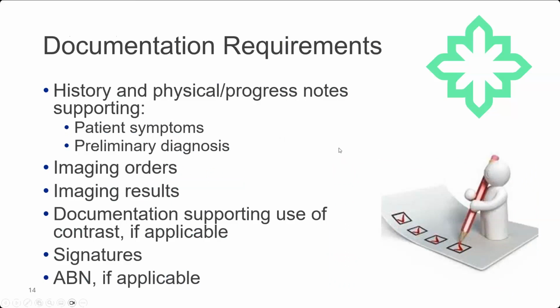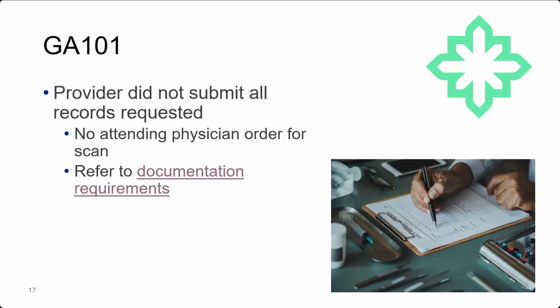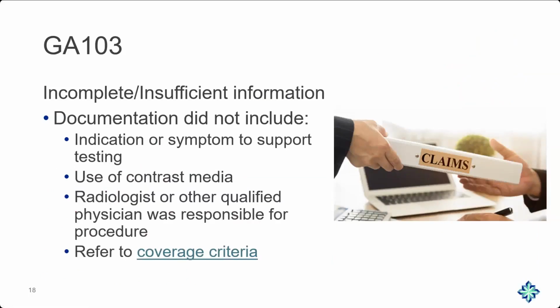So I just went back, and now I'm just going to catch us back up to where we were. All right. The next denial is the GA103. Similar to missing documentation is incomplete or insufficient documentation. And this is generally when a component of something is missing. Like, we got the order, but it wasn't signed. Or you submitted the progress note, but it didn't demonstrate the need for the service.